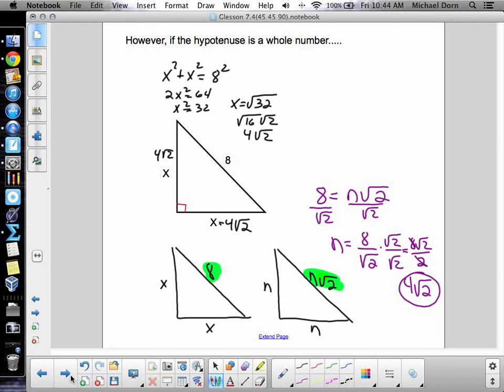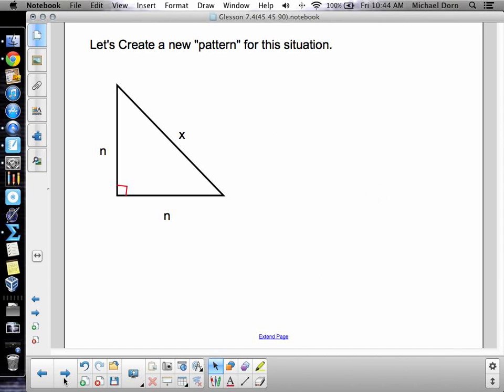By using our pattern triangle. And that's the point we're trying to get to here: using that pattern triangle, defining the pattern, using it to set up and solve an equation. Because not every one is going to come out nicely.